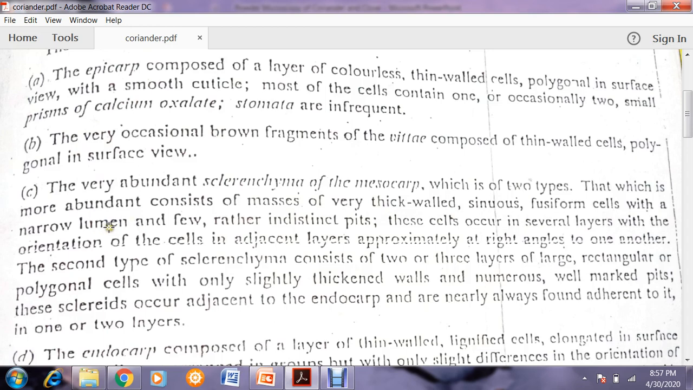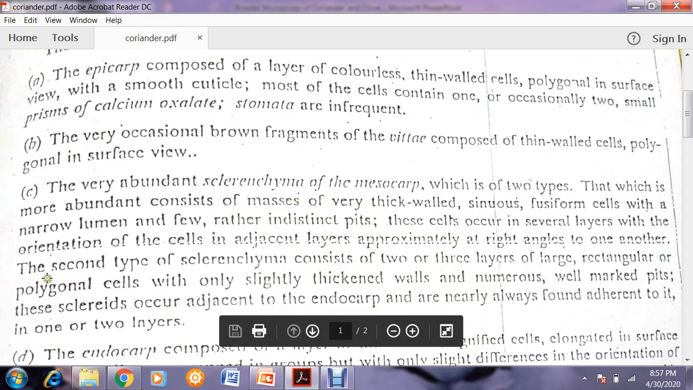Why? Because the cells are too old. Narrow lumen and a few rather indistinct pits. These cells occur in several layers with the orientations of the cells in adjacent layers approximately at right angles to one another. So the sclerenchyma of the mesocarp are of two types. The first one are very thick walled cells which are arranged at right angles to one another. Okay. Now coming toward the second type of mesocarp cell.